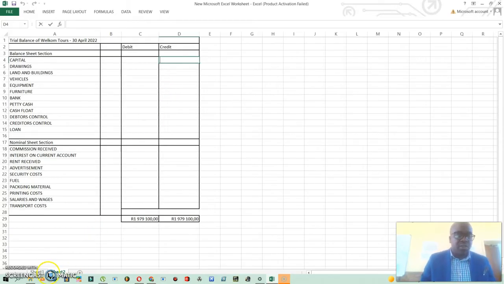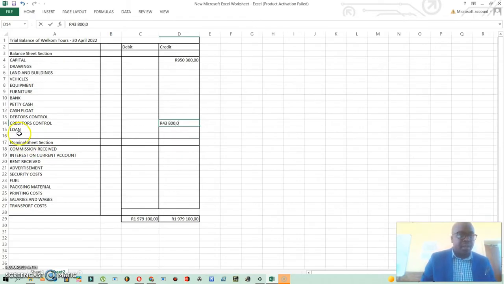So if you go back to your transactions, or your assessment, or your question, you will see that your capital was 950,300. You will also write the creditors control. The creditors control is on the credit side, 43,800.